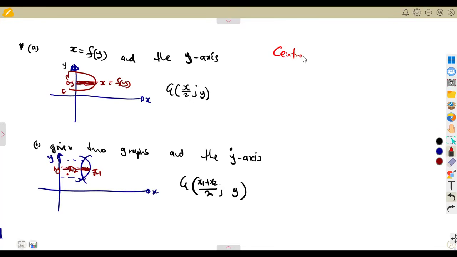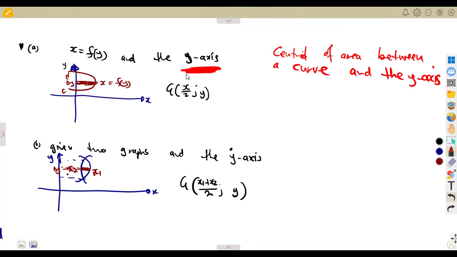What is going to happen now? The centroid of area between a curve and the y-axis. So if it is now between a curve and the y-axis, this is what we now have here. And for the curve and the y-axis, it means the strip that we are talking about is the strip for y.